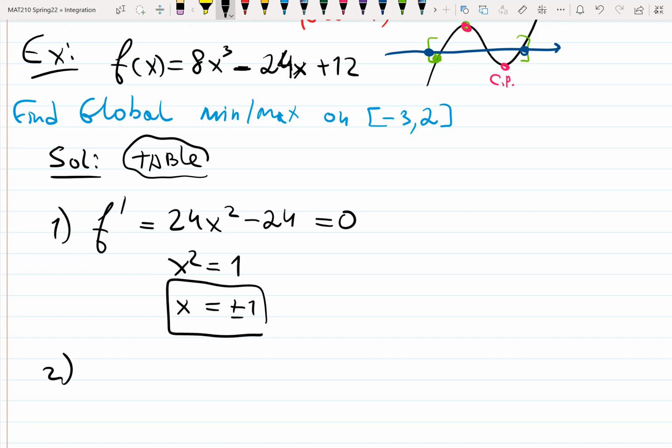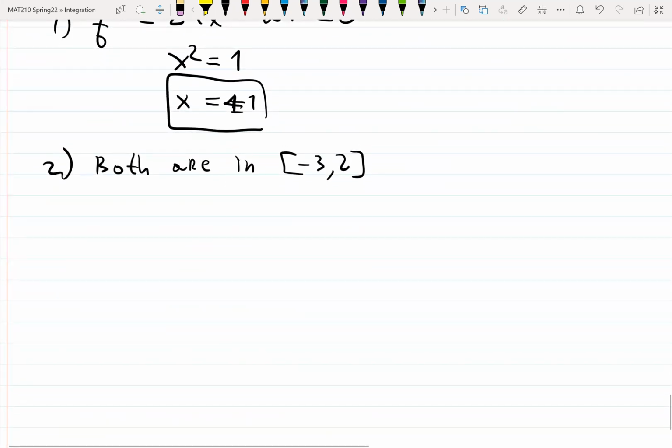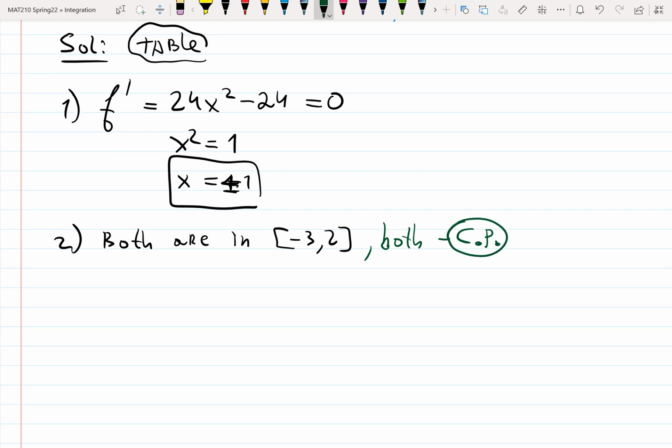Step 2, kick out extras. Both are in the domain. Domain is negative 3 to 2. You should not include anything outside of the closed interval, switch out. So if there's extras, kick them out. There was an extra root on exam 2, remember. Extra roots, yeah. So then both can now be called critical points. Critical points, critical values, blah, blah, blah. Step 3, build a table.